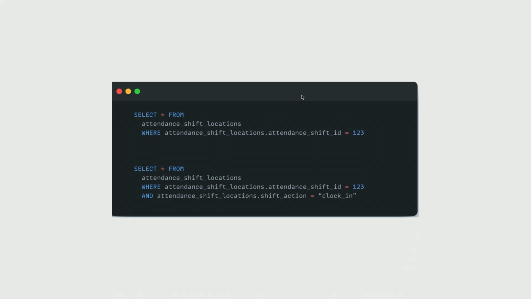Give me all shift locations where attendance shift ID is equal to 1, 2, 3, or give me all shift locations where attendance shift ID is equal to 1, 2, 3, and shift action is equal to clock in or clock out, whichever the case might be. And the possible keys will actually be both of them in this particular case.